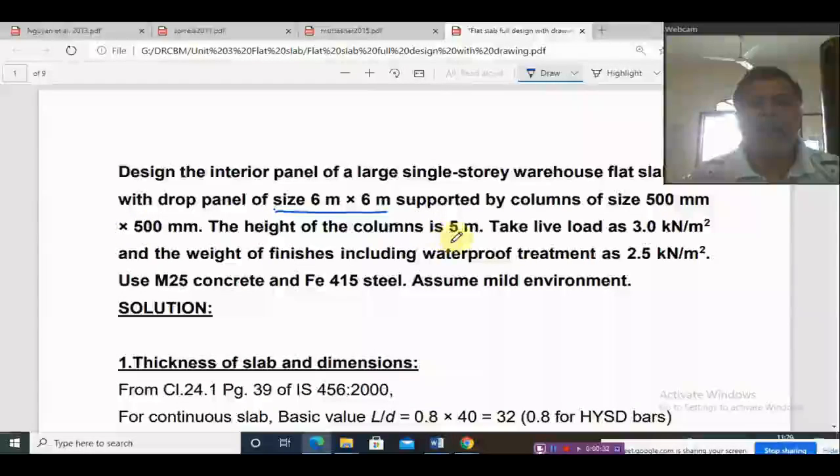is supported by a column of size 500 by 500 mm. The height of the column is 5 meter. Take a live load of 3 kN per m squared and the weight of the finishing including the waterproof treatment as 2.5 kN per m squared. Use M25 grade concrete and Fe 415 grade steel.